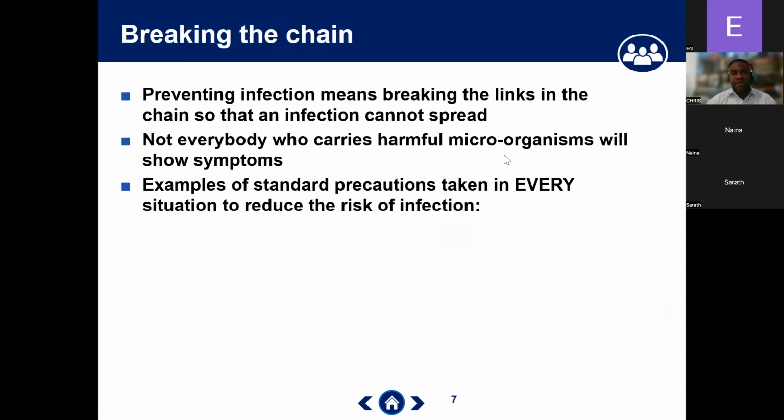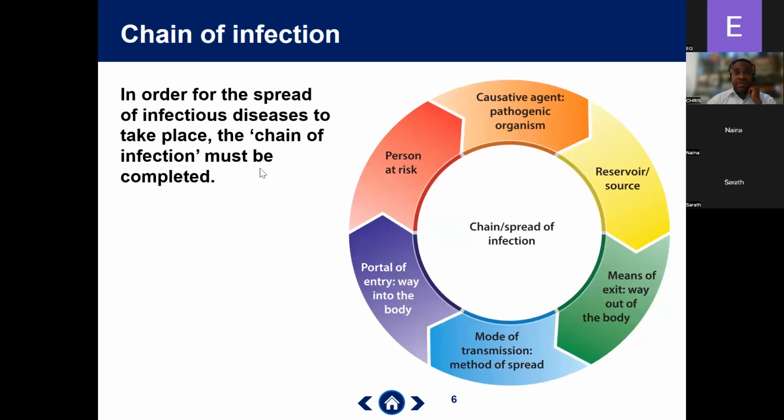So this is the chain of infection. In order for the spread of infectious diseases to take place, what we are saying is that in order for diseases to spread, the chain of infection must be completed. So infection goes through a particular cycle. We call it the chain of infection before somebody becomes infected. Okay, so this is the chain of infection.